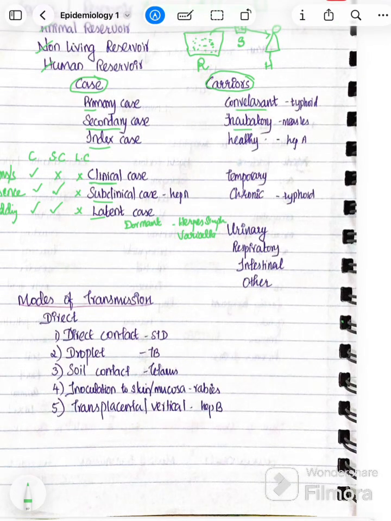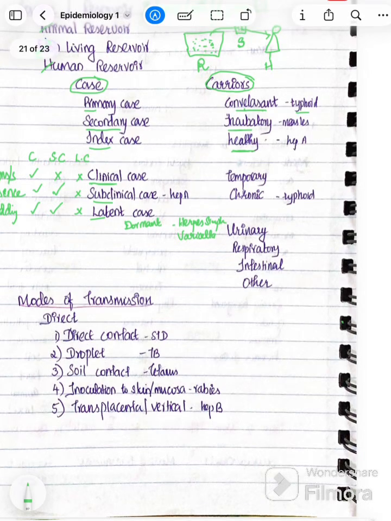And carriers. First of all, carriers are developed from the cases. They spread the infection, but the signs and symptoms won't be there. Convalescent carrier, during recovery it is going to spread infection. Incubatory carrier, during the incubation period it is going to transmit the infection. Healthy carriers are the ones developed from the subclinical cases. They never had the overt disease. Examples are given for convalescent, incubatory measles, healthy carriers hepatitis A.